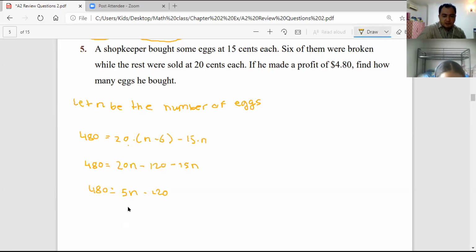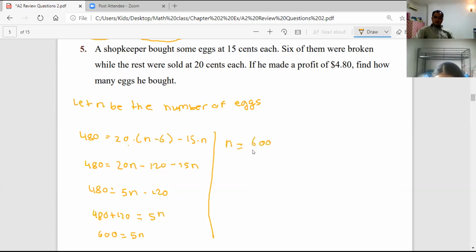So the left-hand side: 480 plus 120, right? Plus 120, and still we have 5n on the right-hand side. So that is 600 equals 5n. Continue from the right-hand side, draw a line. n equals 600 over 5, which equals 120. Okay, now let's read the question.